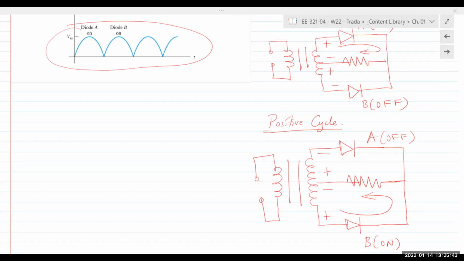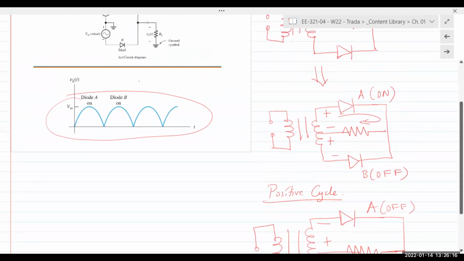So positive cycle, diode A is on, current's going through the resistor from right to left. And the same thing here. And then diode B is the exact same thing. Diode B turns on in the negative half cycle. Current again goes to the load resistor from right to left. And so the load resistor waveform is shown in this characteristic right there.